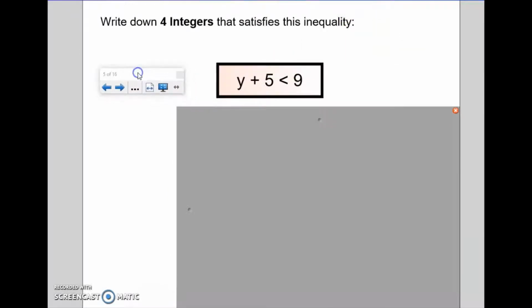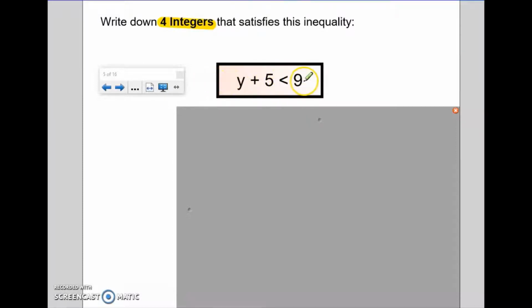Okay. So now we're going to talk through solving some inequalities, starting with some very basic ones, then we'll get a little bit more complicated. And once we've solved each inequality, I want us to write down or come up with 4 integers that would satisfy the inequality. Here's my inequality, and I'm going to treat it exactly like an equation. So if there was an equal sign there, how would we solve this equation?